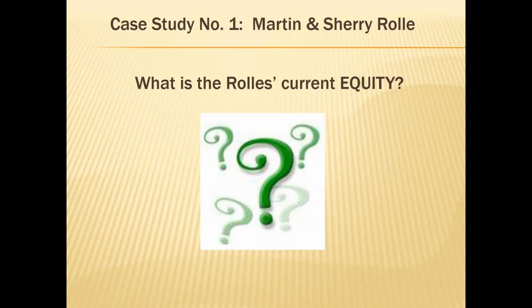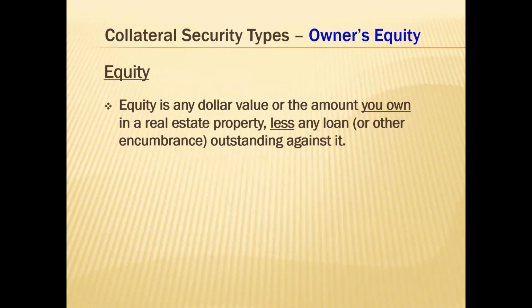Okay. And we also looked at equity. How do you determine equity? And we said that equity is any dollar value or amount you own in real estate less any loan or other encumbrance outstanding against it.